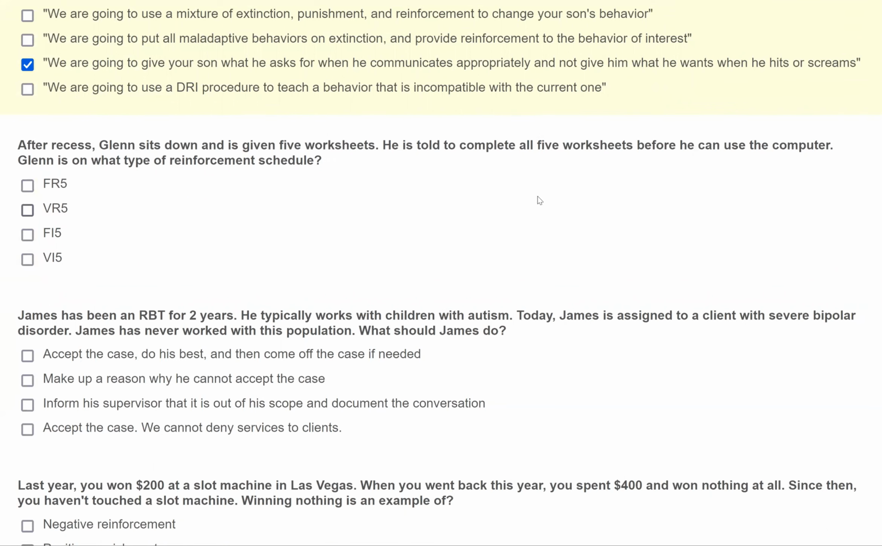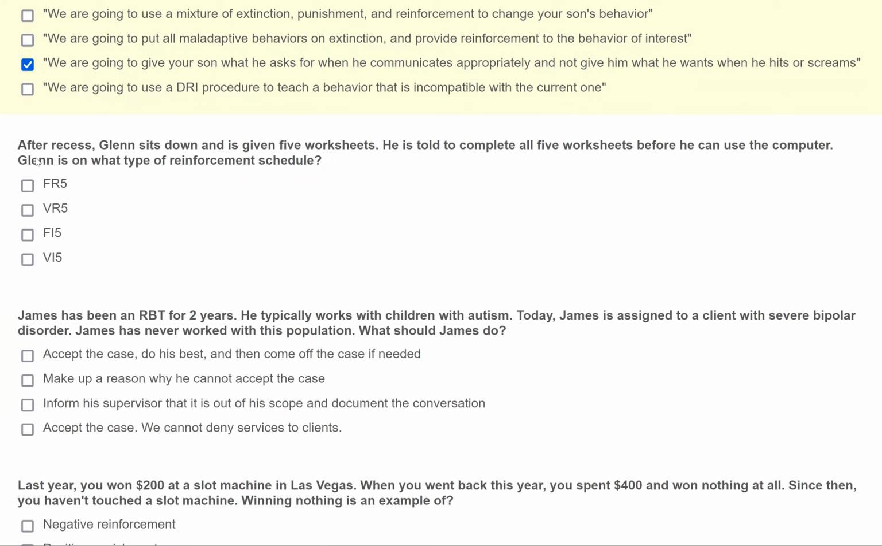After recess, Glenn sits down and is given 5 worksheets. He is told to complete all 5 worksheets before he can use the computer. Glenn is on what type of reinforcement schedule? Basic reinforcement schedules give people trouble at first, but when you start to understand the different components and how you can break it down, they become very simple.